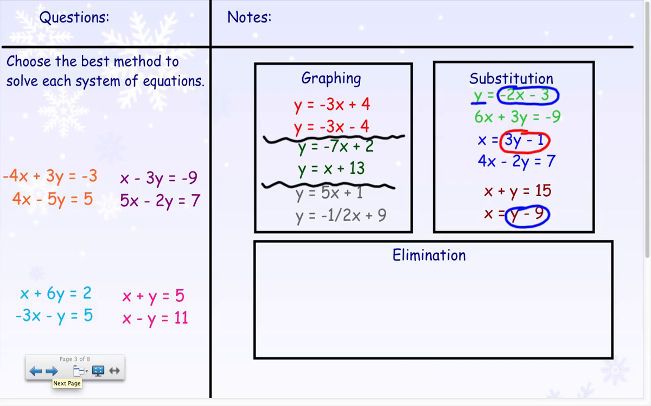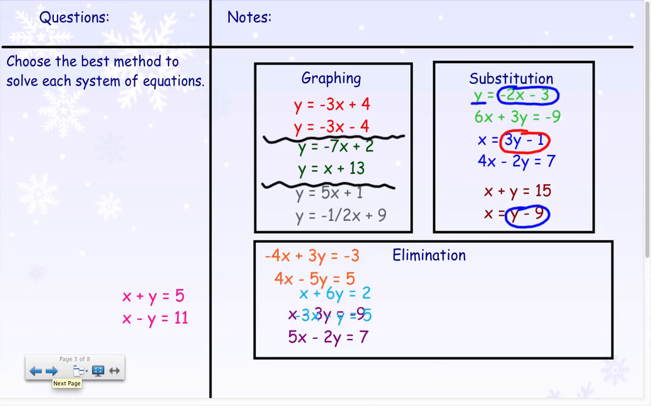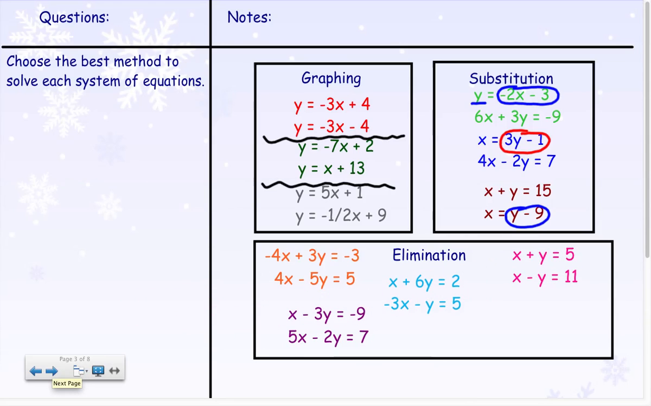Then elimination, we have 4 remaining. Elimination works best when x and y are on the same side. So x and y are on the same side in both equations there. X and y are on the same side in both equations there. X and y are on the same side in both equations there. And here. So write down 2 of those.